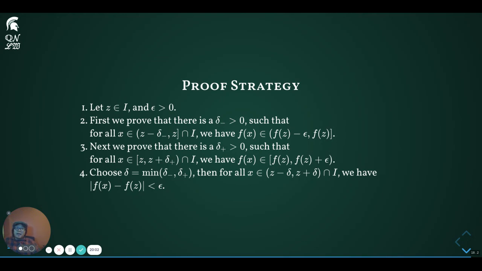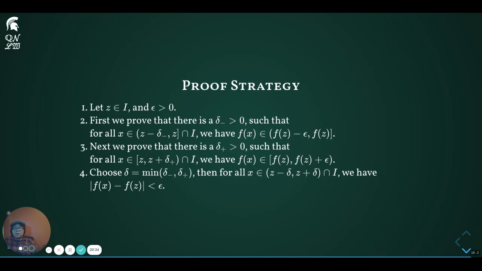Let z in I and epsilon positive be arbitrary. To show that f is continuous, we need to show we can find a delta such that if x is within delta of z, then f(x) is within epsilon of f(z). We will split up our construction in half, treating the half below z and the half above z separately. For each half, we will construct a corresponding delta minus and delta plus to make the conclusion satisfied.